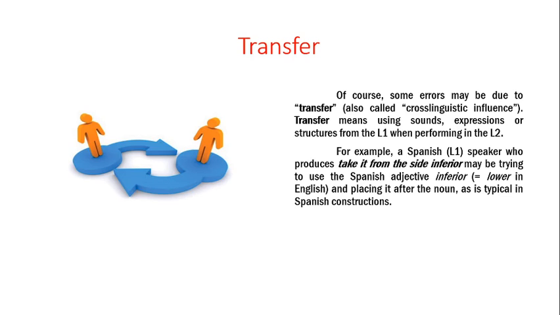Transfer. Of course, some errors may be due to transfer, also called cross-linguistic influence. Transfer means using sounds, expressions, or structures from the L1 when performing in the L2. For example, a Spanish speaker who produces "take it from the side inferior" may be trying to use the Spanish adjective inferior, equal to lower in English, and placing it after the noun as is typical in Spanish constructions.